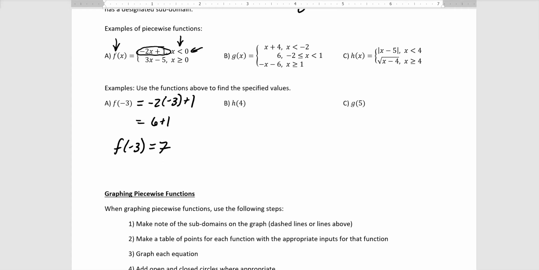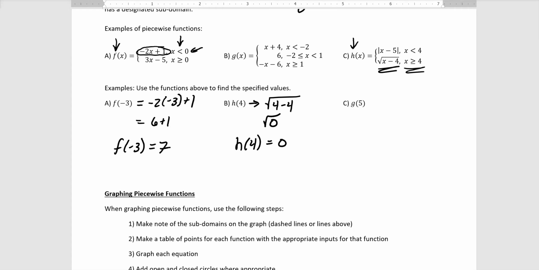This is a good review for one of our early objectives where we were evaluating functions. Now we're just doing that again with piecewise. So let's look at letter B here, h of 4. Looking at h, that's this one here. My input is 4. My first equation is when x is less than 4. My second is when x is greater than or equal to 4. That's what I qualify for, so that will be the equation that I use, the square root of x minus 4. So I would say the square root of 4 minus 4, and 4 minus 4 is just 0. So h of 4 equals 0.